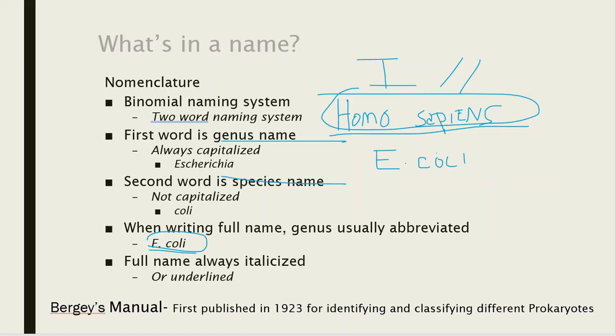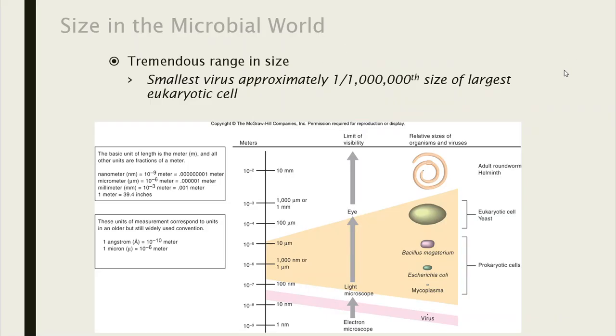It doesn't matter. Size in the microbial world. Oh, wow. There's a round worm. It's big enough to see with your eye. There are cells that are big enough to see with your eye. They've got the yeast there. There's actually a bacterial cell. It's kind of an outlier, but there's a bacterial cell that's big enough to be seen with the naked eye. Humongous.